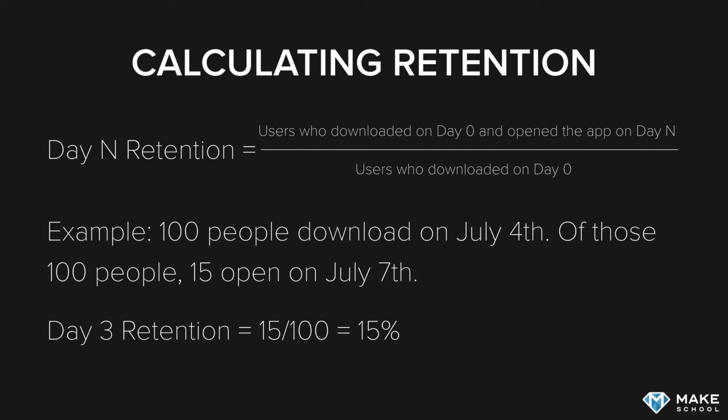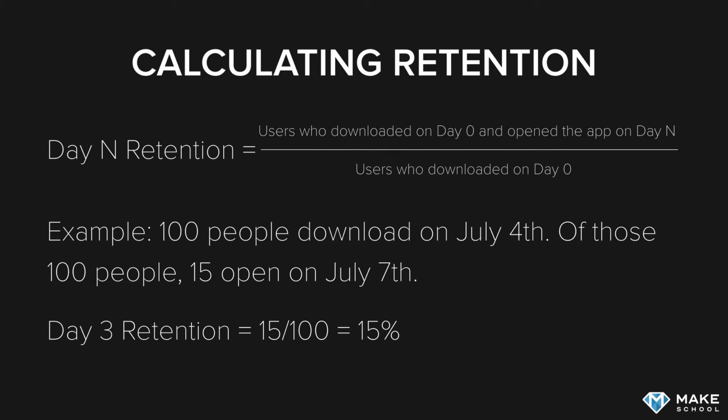So the example we have here, if on the 4th of July 100 people download your app, and then of those same 100 people, 15 of them open it on the 7th of July, then on your third day, 15% of them were retained. The important nuance here is that you're measuring the percentage of the people who downloaded on a given day. So we're not checking the total number of people who opened the app on July 7th. We're checking how many of our original 100 people opened the app on July 7th.